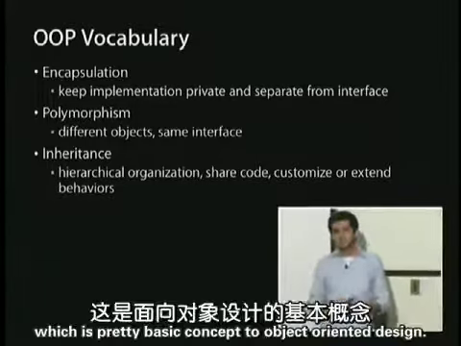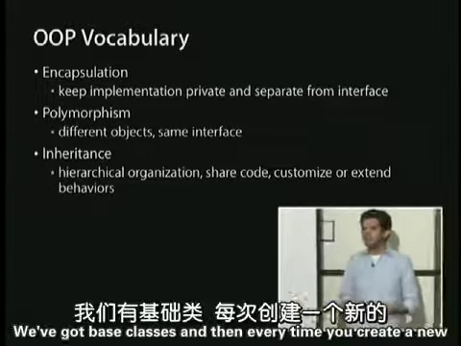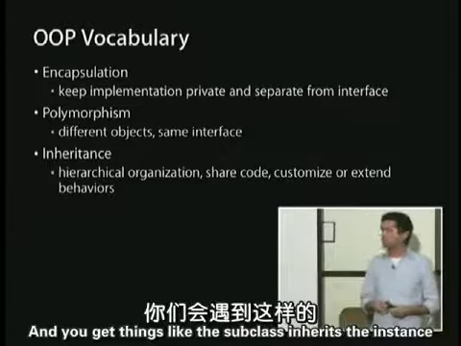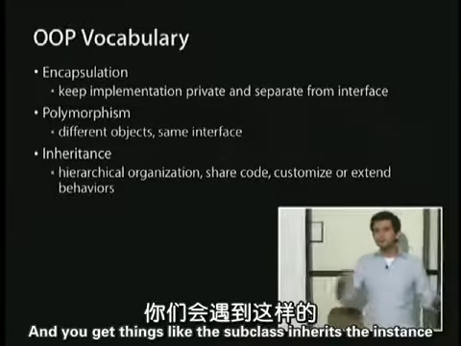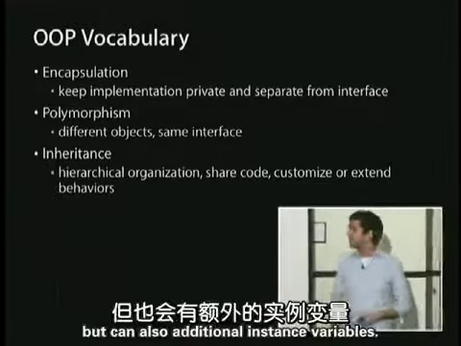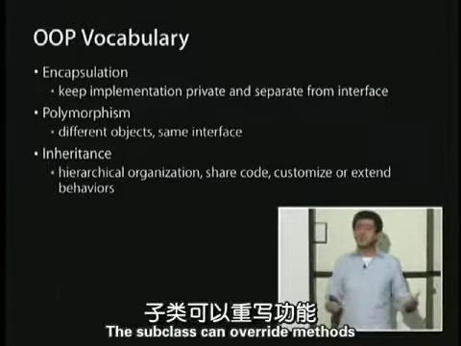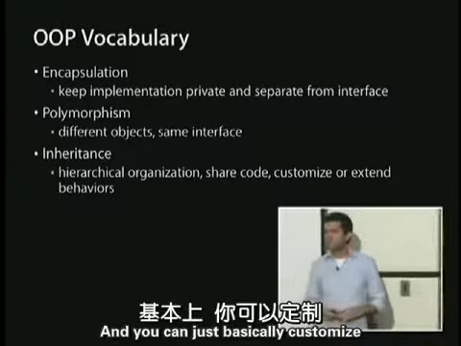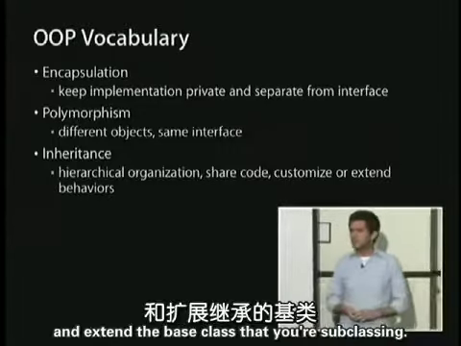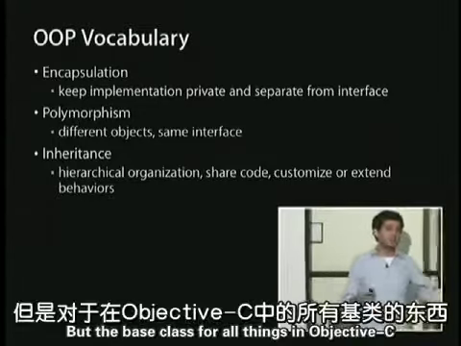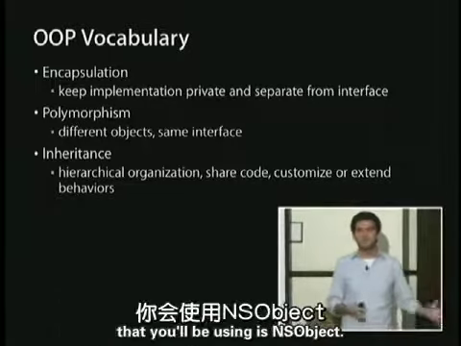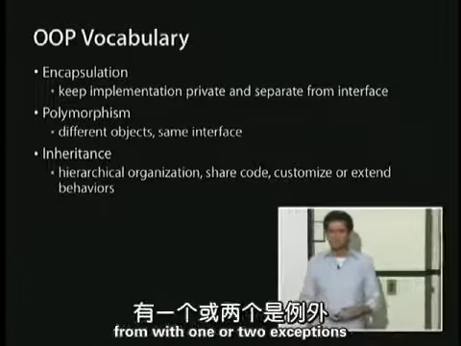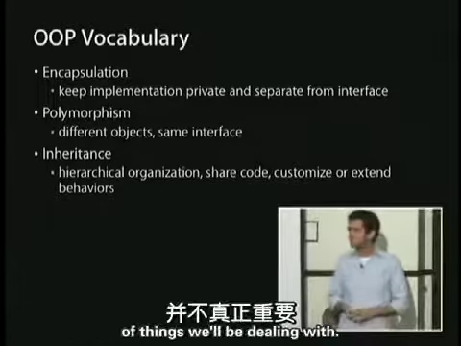And then finally, we've got inheritance, which is a pretty basic concept in object-oriented design. We've got base classes, and every time you create a new subclass, that inherits from the base class. The subclass inherits the instance variables from the base class, but can also add additional instance variables. The subclass can override methods and replace code on the base class. And you can basically customize and extend the base class that you're subclassing. We'll talk about it a little more later, but the base class for all things in Objective-C that you'll be using is NSObject. It's the foundation class that everything else inherits from, with one or two exceptions, but those aren't really important for the things we'll be dealing with.